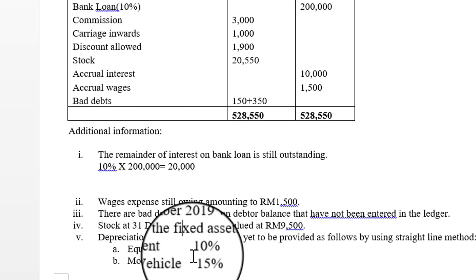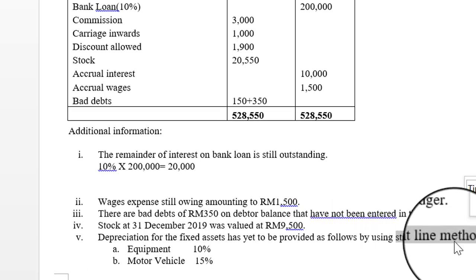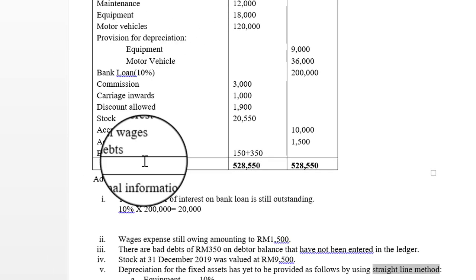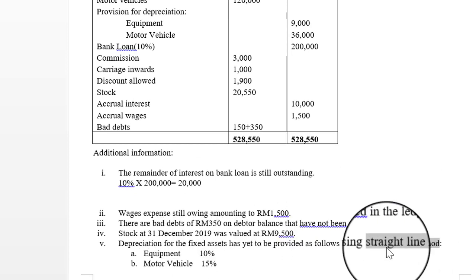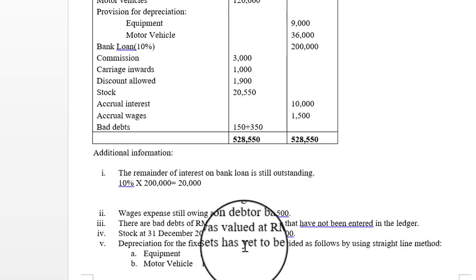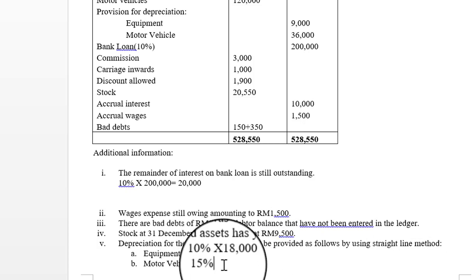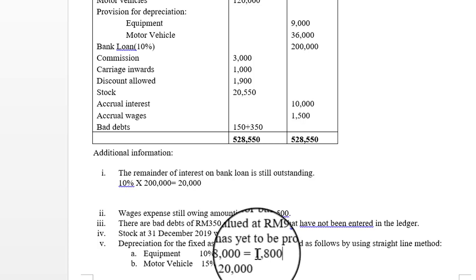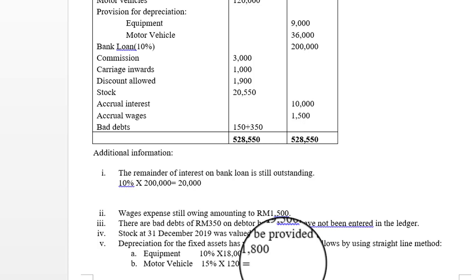Next, depreciation is yet to be provided using the straight line method. So here you have your provision for depreciation, which is also your accumulated depreciation. Straight line method means 10% times your cost directly, so 10% times 18,000 for equipment, and 15% times your cost of 120,000 for motor vehicles. So you have 1,800 and 18,000.